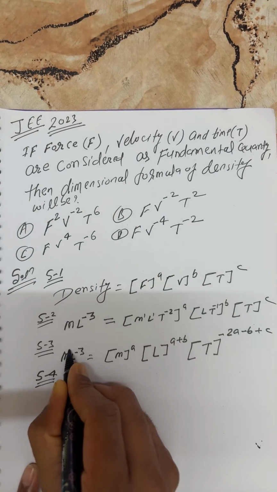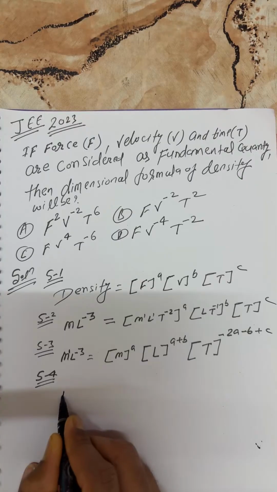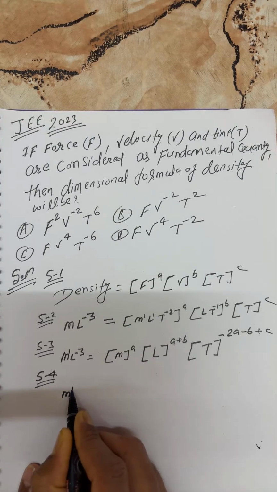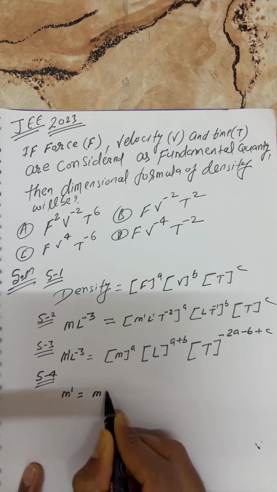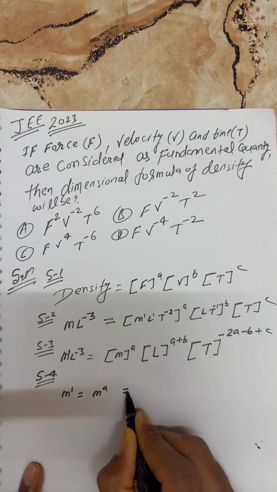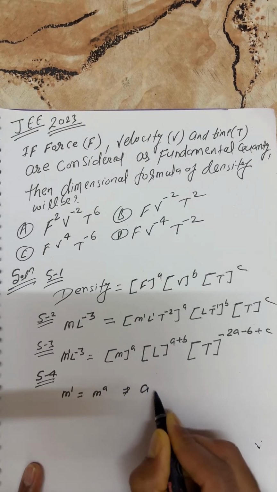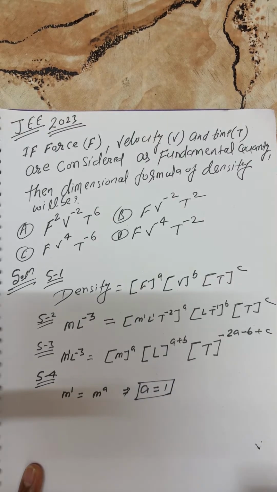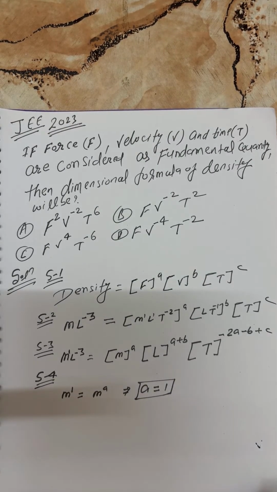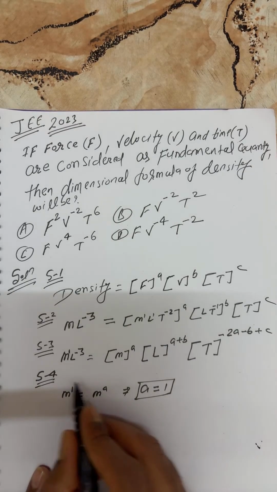So we can say here beta m to the power 1. First you can equate your mass: m to the power 1 is equal to beta m to the power what? Tell me, a. So this implies a is equal to 1. Right, kids? Okay.